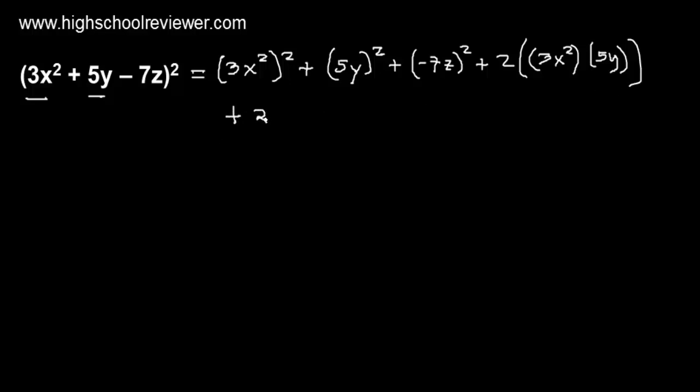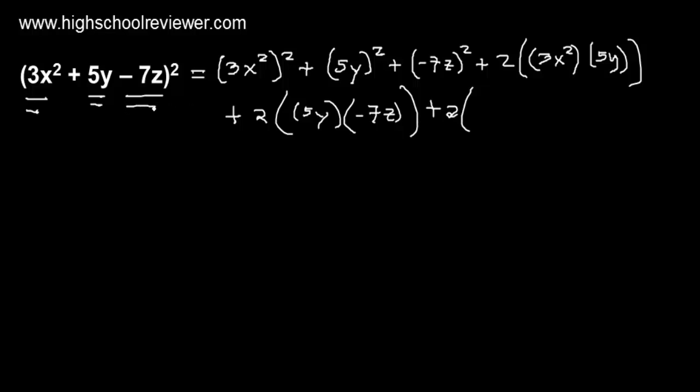plus 2 multiplied by the product of our second and third term. We will have here 2 multiplied by positive 5y multiplied by negative 7z plus 2 multiplied by the product of our first and third term. So we will have here 2 multiplied by 3x squared times negative 7z.